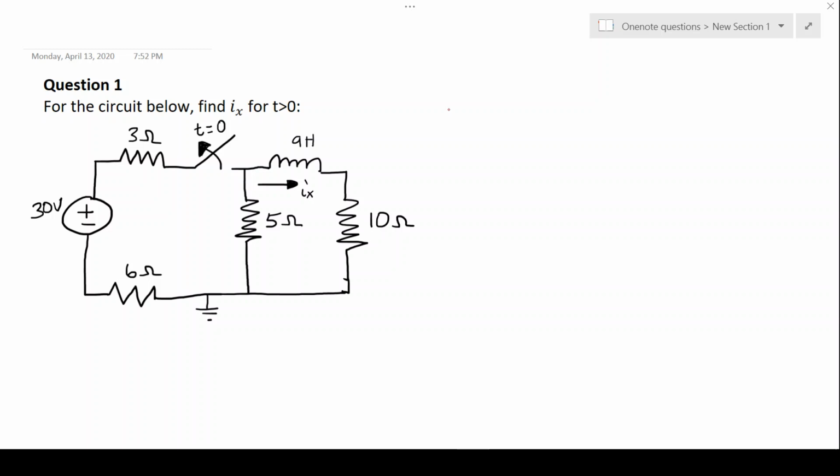So the example that we're going to be looking at reads as follows. For the circuit below, find Ix for t greater than 0. So we need to determine the output current for t greater than 0.